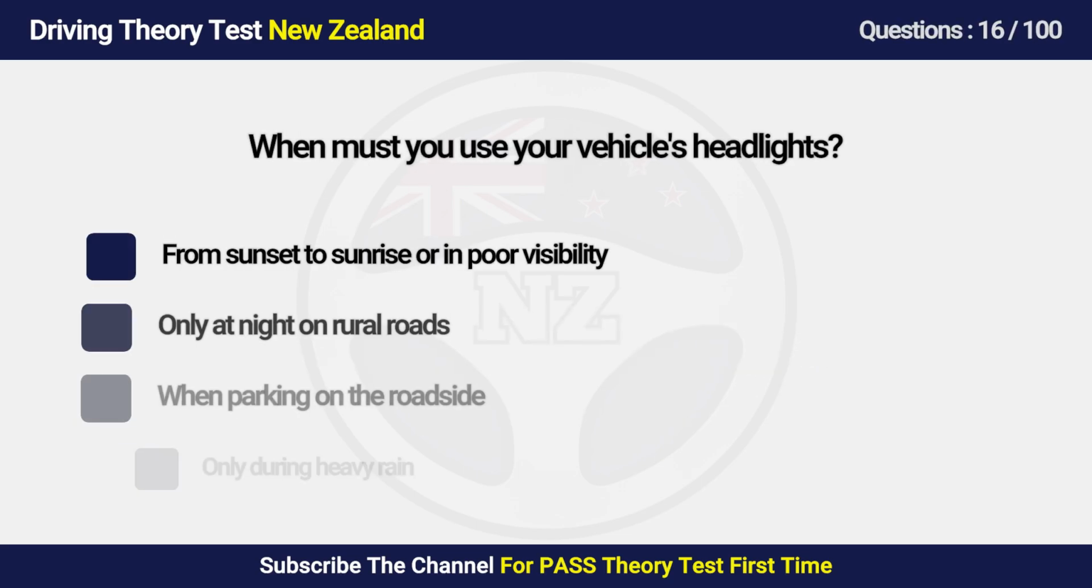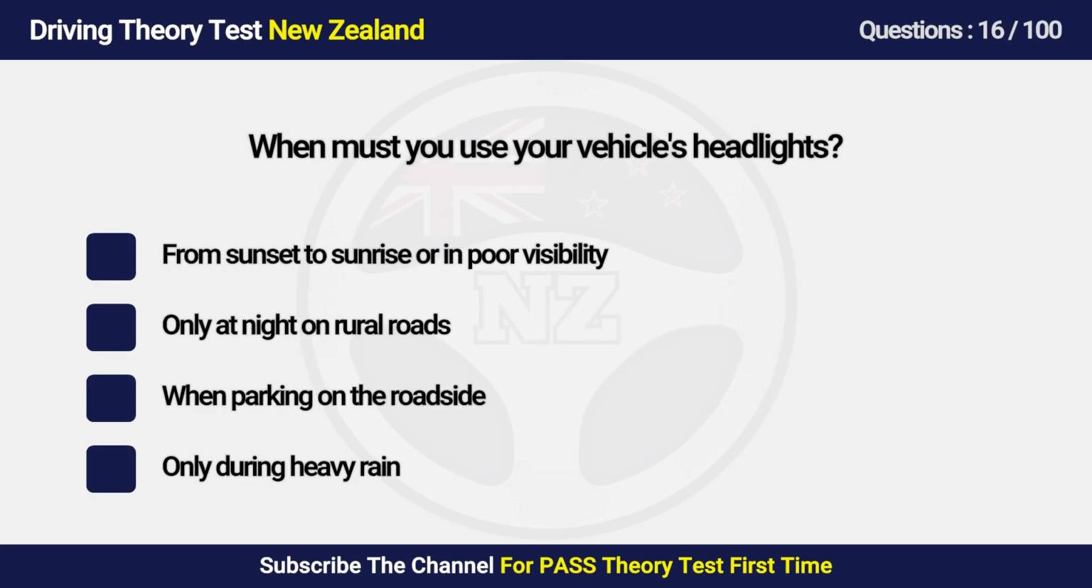Question 16. When must you use your vehicle's headlights? A. From sunset to sunrise or in poor visibility. B. Only at night on rural roads. C. When parking on the roadside. D. Only during heavy rain.